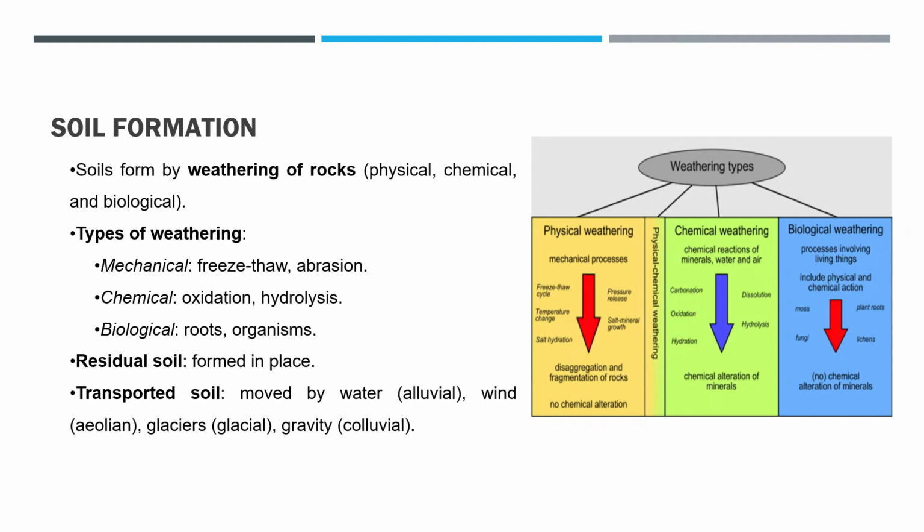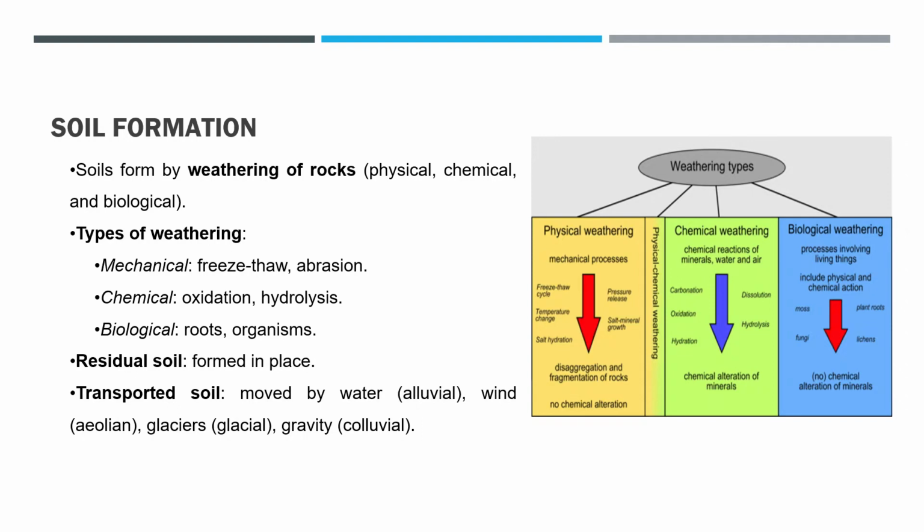And next is biological weathering. Here living organisms or living things are involved. It includes physical and chemical actions of fungi, organisms, plant roots, lichens, moss, and everything. All these biological agents may lead to disintegration and fragmentation of rocks, which we call biological weathering or biological disintegration.